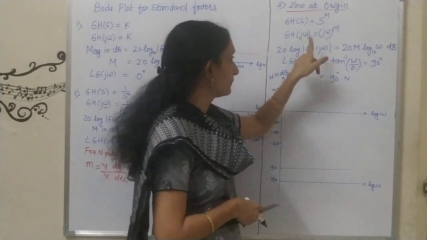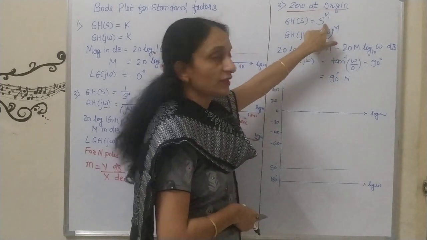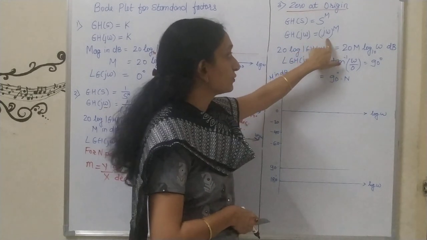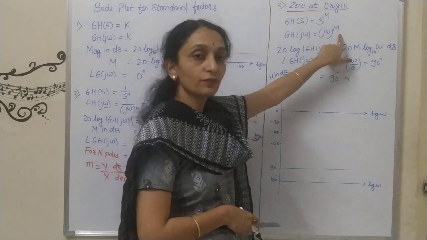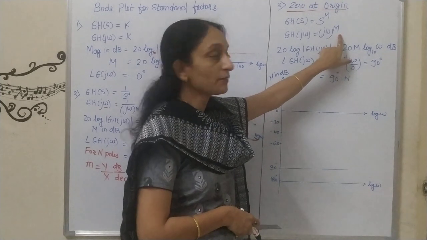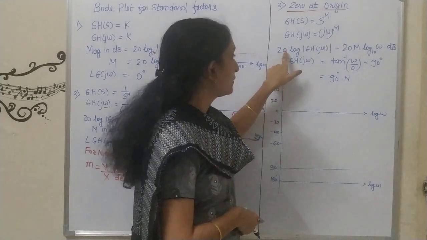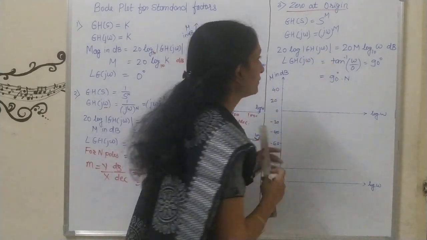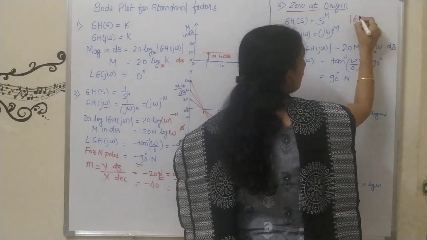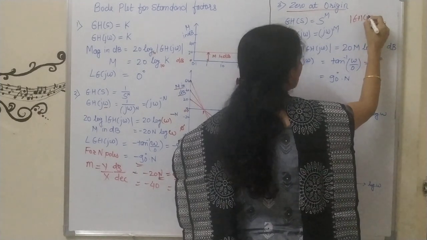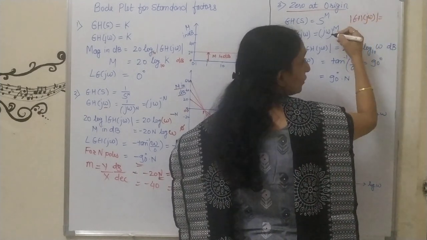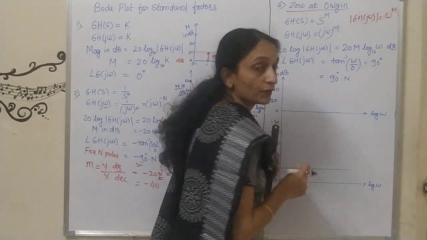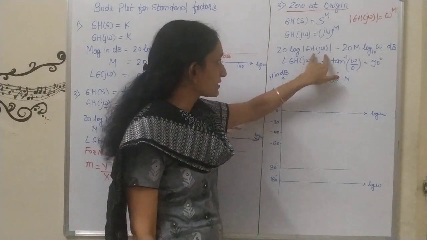Zero at origin. So G H of s, I have taken s raised to power m. Substitute s equal to j omega, so next I can write j omega raised to power m. What I need to take is the magnitude in dB, so how will I take it? 20 log of mod of j omega. First of all, you need to take the mod of G of j omega. So what will be my magnitude? The magnitude will be omega raised to power m.